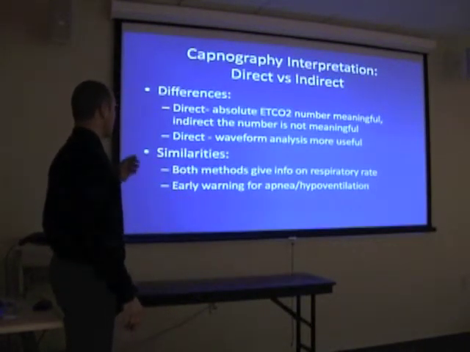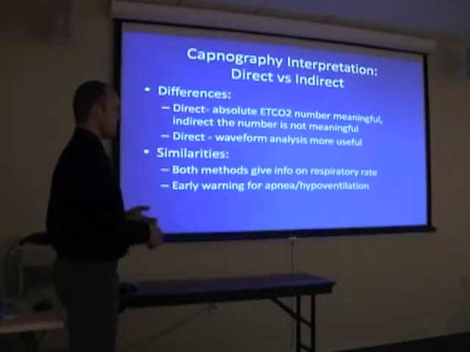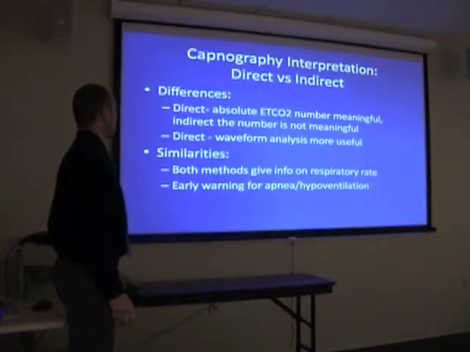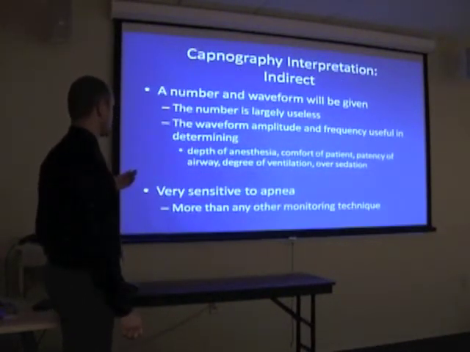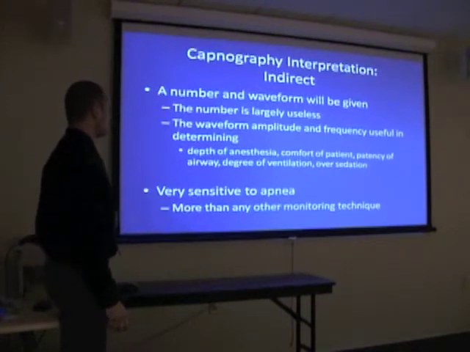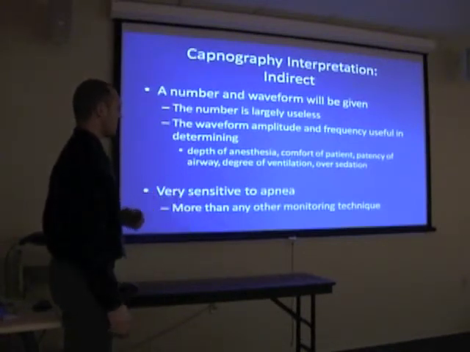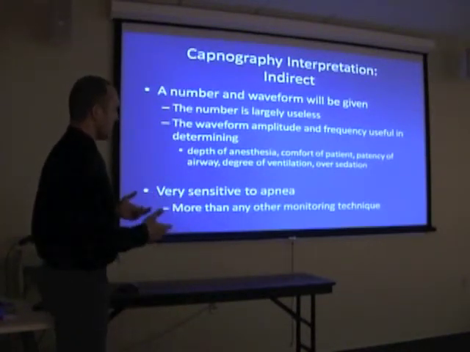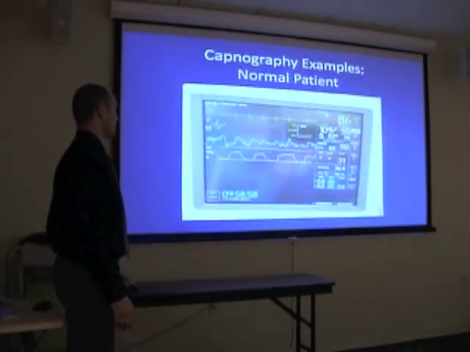The similarities between the two: the benefit of even indirect measurement is obviously respiratory rate, that we'll show you. Because of the respiratory rate, it will give you that early warning sign of apnea and hypoventilation. And we'll go over a couple waveforms, how we can interpret those. Like I said, numbers are largely not useful. The amplitude and frequency may be useful in determining the depth of anesthesia, the comfort of the patient, and that's actually important because you can titrate your sedation based on that, and the degree of ventilation in general. And it's very sensitive to apnea.